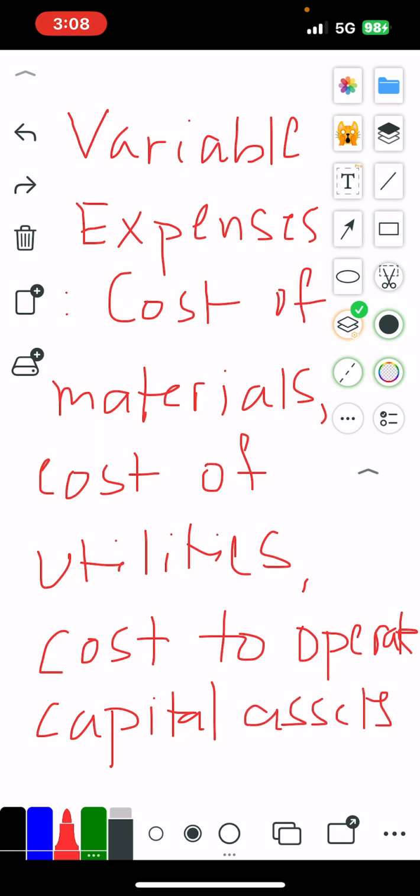And you also have to factor in depreciation. Depreciation for capital assets may not be the same each year. The wear and tear really depends on how well you maintain the machine or the capital asset, as a result of which it may be different every year.